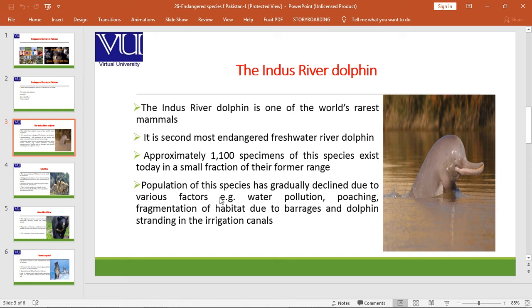The population of this species has gradually declined due to various factors, for example water pollution, poaching, fragmentation of habitat due to dredges, and dolphin stranding in the irrigation canals.